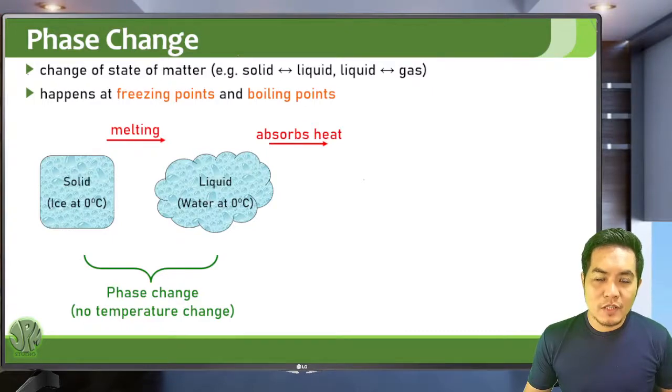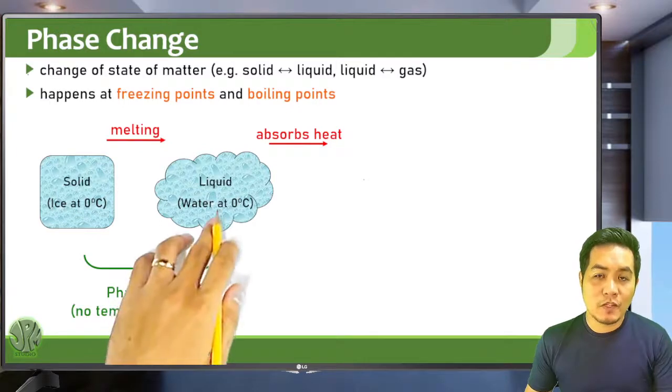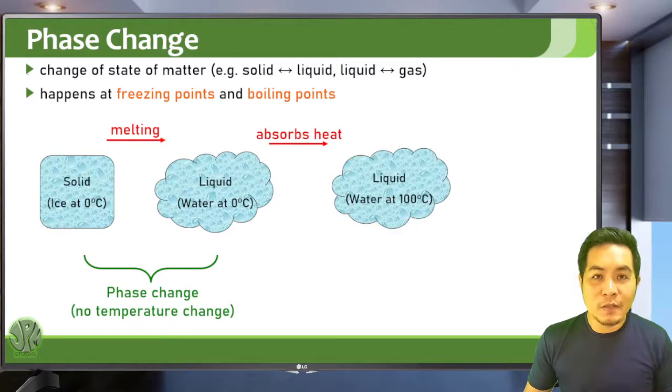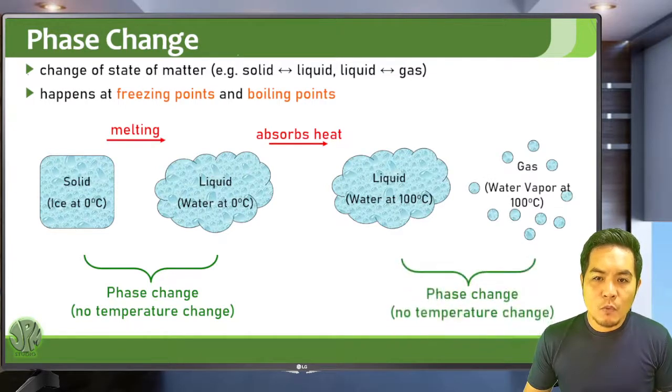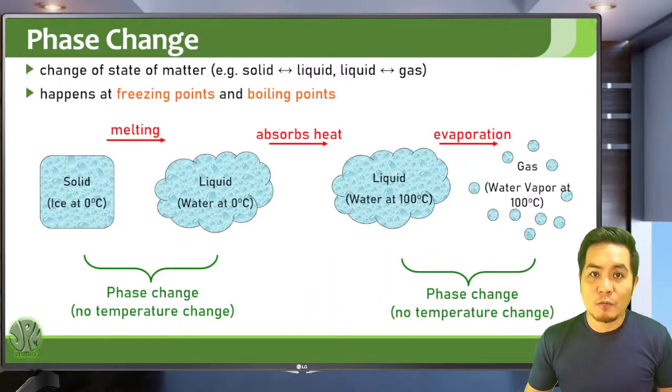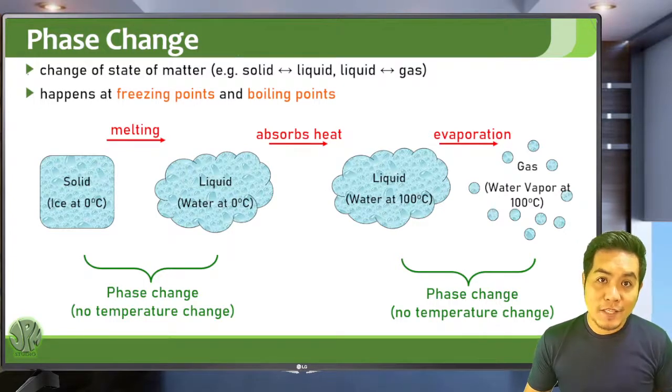So if the liquid water further absorbs heat, then it can change its temperature from 0 degrees Celsius to, say, the boiling point, which is 100 degrees Celsius. And when it further absorbs heat, that is usually what we term as evaporation. That's another phase change, wherein the liquid water at 100 degrees Celsius becomes gas or water vapor at the same temperature, 100 degrees Celsius. So again, there's no temperature change in a phase change.